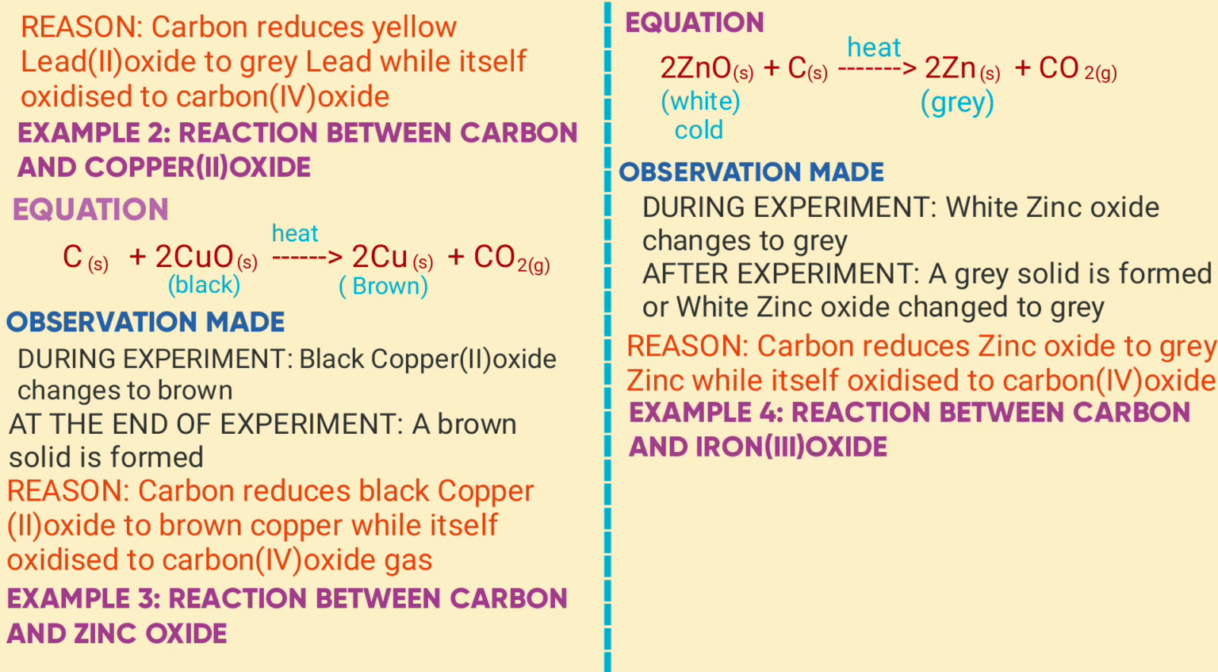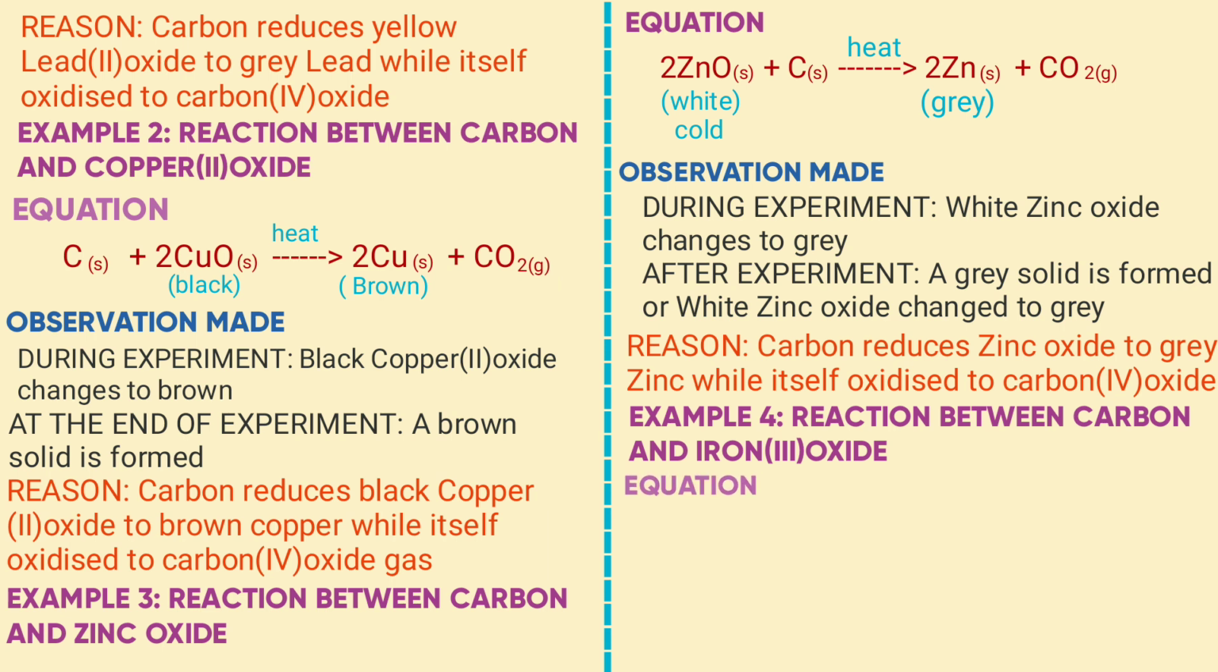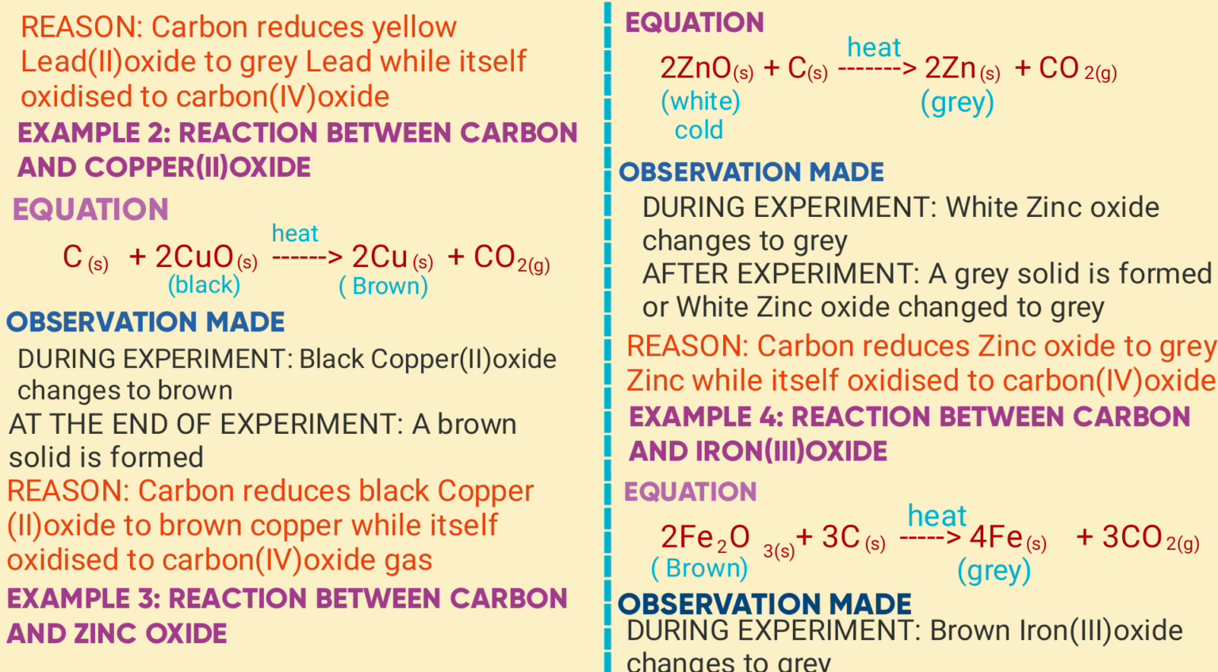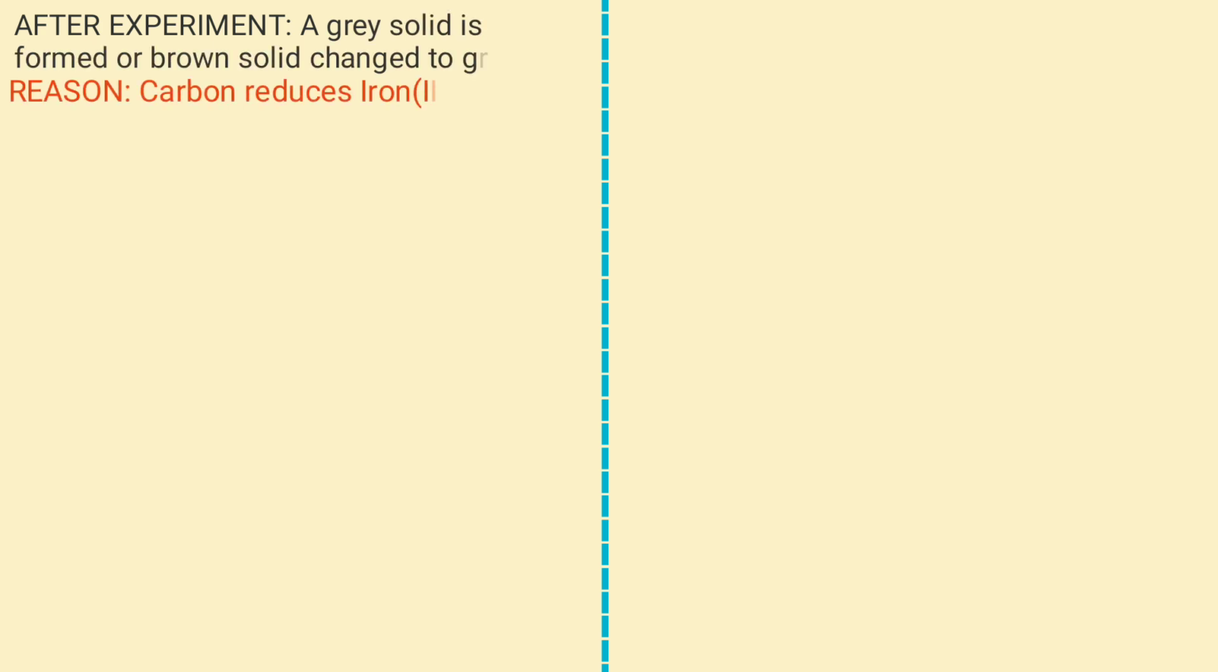Example 4, reaction between carbon and iron(III) oxide. Equation: iron(III) oxide plus carbon, arrow, iron plus carbon(IV) oxide. Observation made during the experiment: brown iron(III) oxide changes to grey. After the experiment, a grey solid is formed. Reason: carbon reduces iron(III) oxide to iron while itself gets oxidized to carbon(IV) oxide gas.